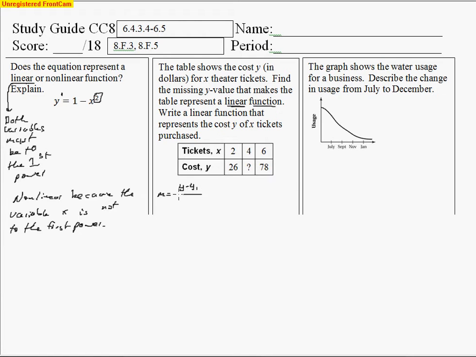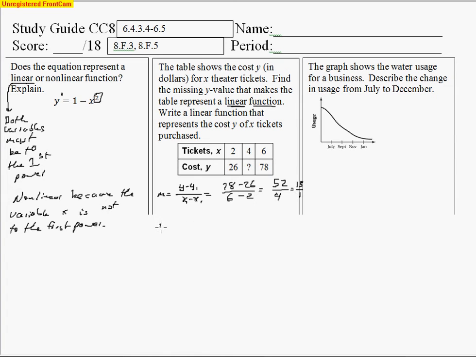So I'm going to use the slope formula, and I'm going to take the y values, 26 and 78, and subtract those. So 78 minus 26, and then I've got to start with the 6, since I started with 78, 6 minus 2. When I do this subtraction, I'm left with 52 over 4. And 4 goes into 5 one time, and with 1 left over, it goes into 12 three times. So that's 13 over 1, which is the slope of that line.